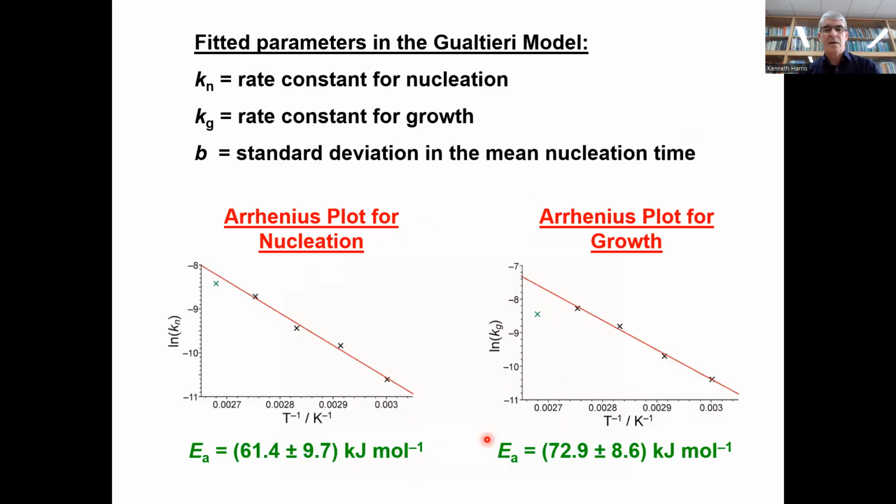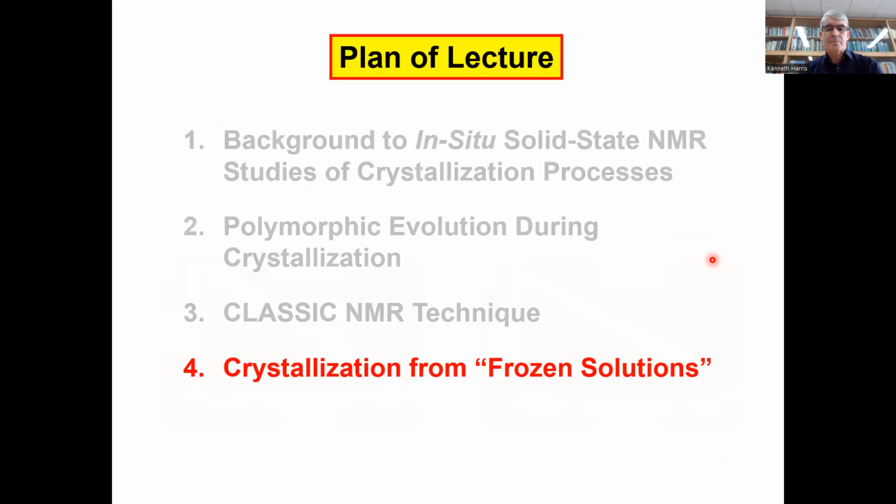hours in that case. And then from the rate constant for growth and rate constant for nucleation, we can deduce activation parameters from Arrhenius plots of this type. And I hope this has shown you we can really get quite detailed kinetic information on crystallization processes, both growth and nucleation, from the in-situ NMR data.